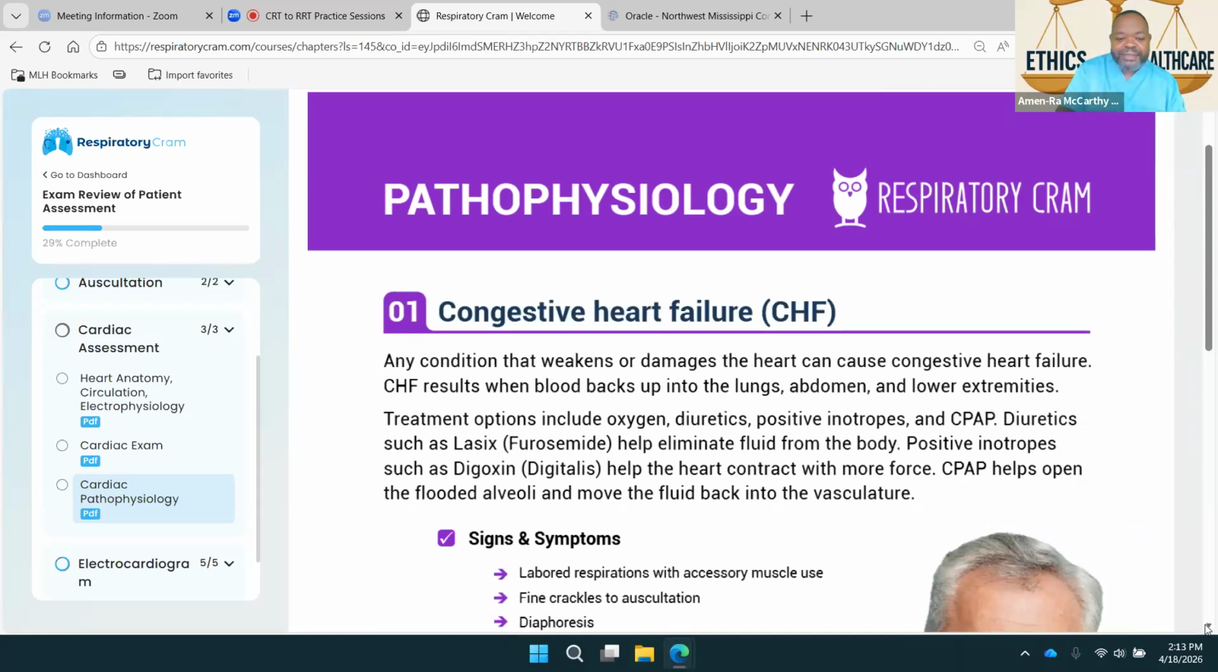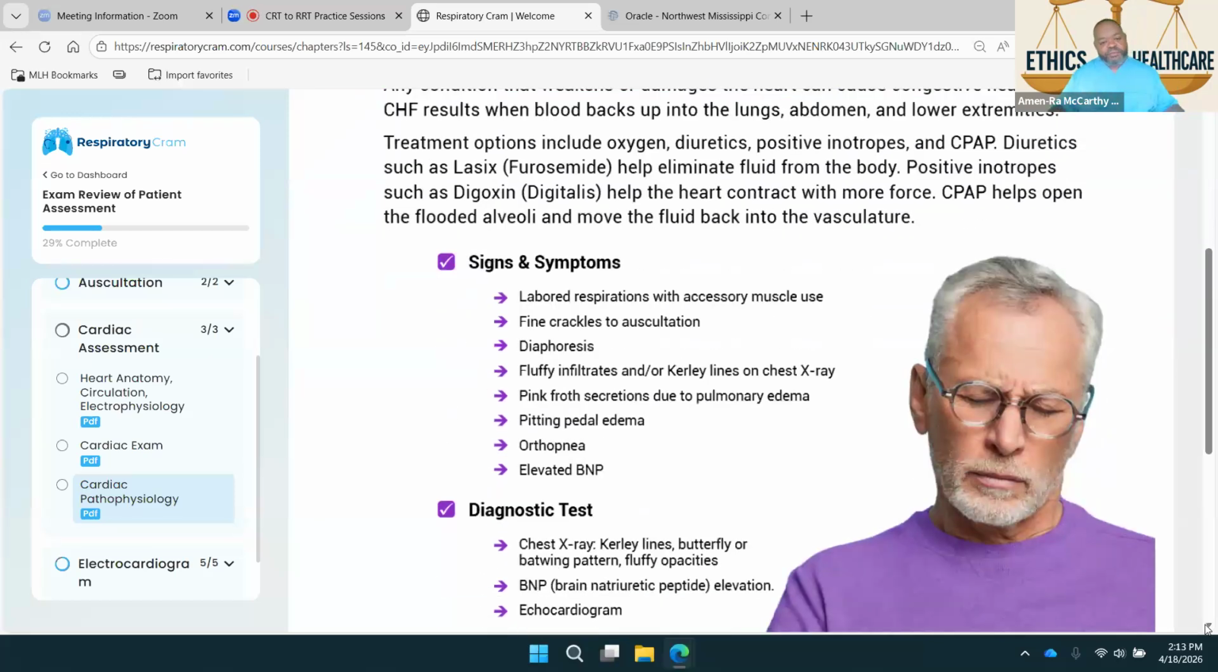Now, what are some of the signs and symptoms? Labored respiration, accessory muscle use, fine crackles to auscultation, diaphoresis. Now, what about the x-ray? This is important, because they may give you an x-ray and then ask you what's wrong with this patient. Fluffy infiltrates and or curly B lines on an x-ray is CHF. Don't forget that. They may give you nothing more than: he's short of breath, he's diaphoretic, we got an x-ray on him and it shows fluffy infiltrates bilaterally and curly B lines on chest x-ray.